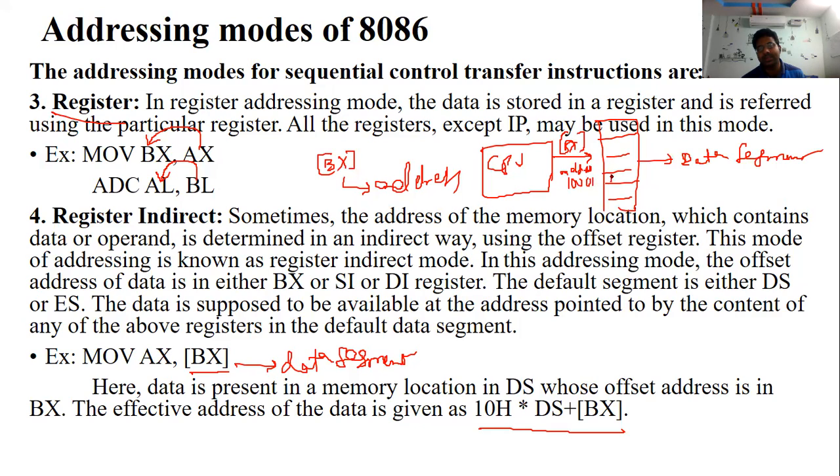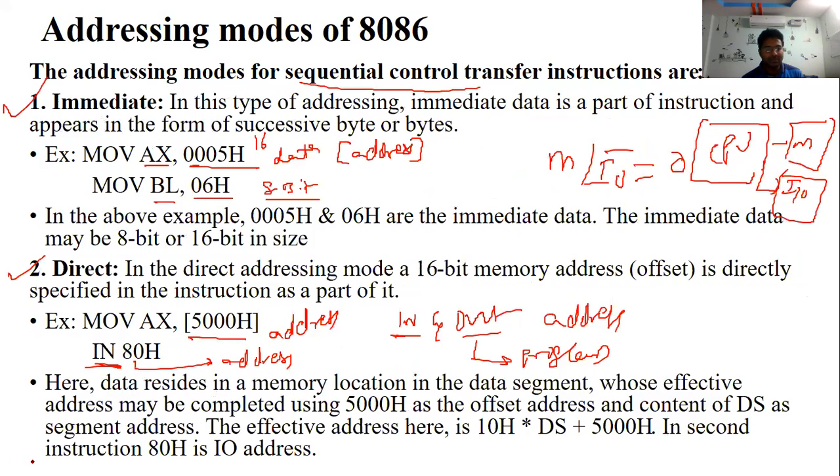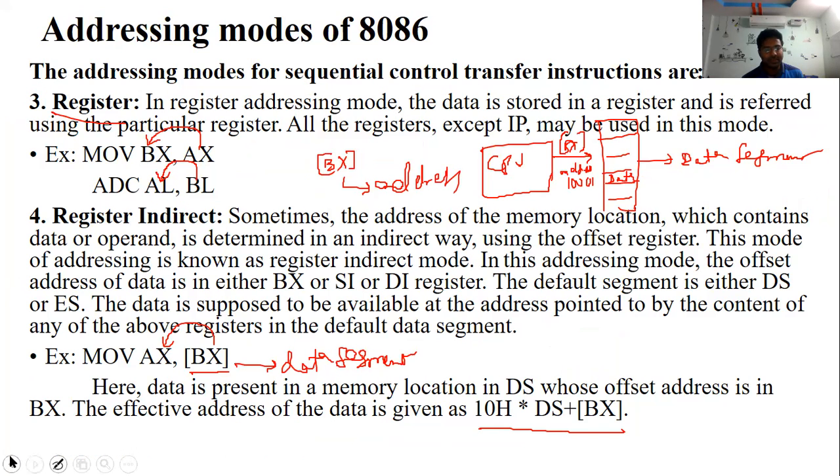Suppose this is the data. This data is transferred to BX, and then to AX. This is the way of transfer, so it is indirect. But what is the difference between MOV AX, 5000h and MOV AX, BX? What is the difference between these two instructions, the first and the second?